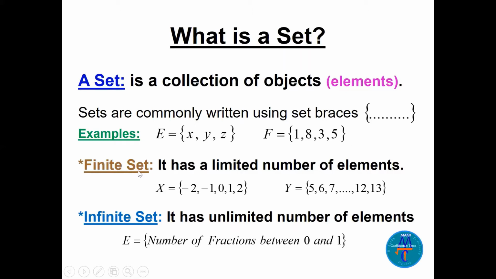Now, sets can be finite or infinite. Finite, see the word finite, it's a limited number. Like set X has -2, -1, 0, 1, 2, so only 5 elements. Set Y has the elements 5, 6, 7 until 13. We can count these. We can find the number, it's limited. Infinite, we cannot count them. There is an unlimited number. Like set E here, the fractions between 0 and 1. If someone asks you, how many fractions between 0 and 1? Now we have 1/2, 1/3, 1/7, 1/8, 3/4, 2/9, infinity. So it is not limited.